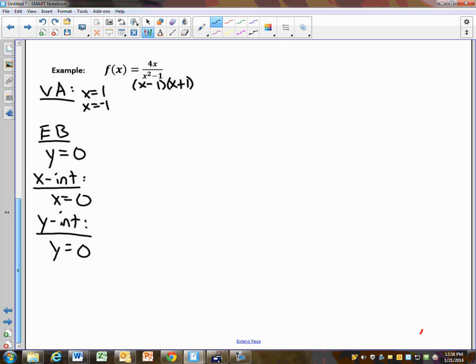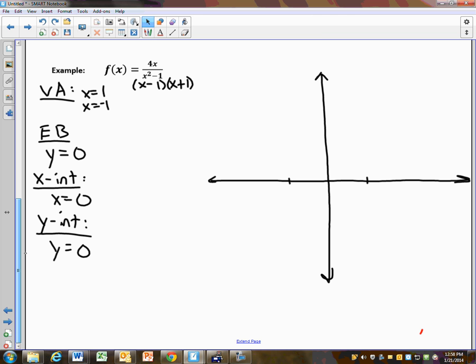Let's sort it out. Draw the graph. Then we'll plug it into our calculator to check it. We'll pat ourselves on the back for the wonderful job that we did. All right. So, there's my vertical asymptote. There's my vertical asymptote.